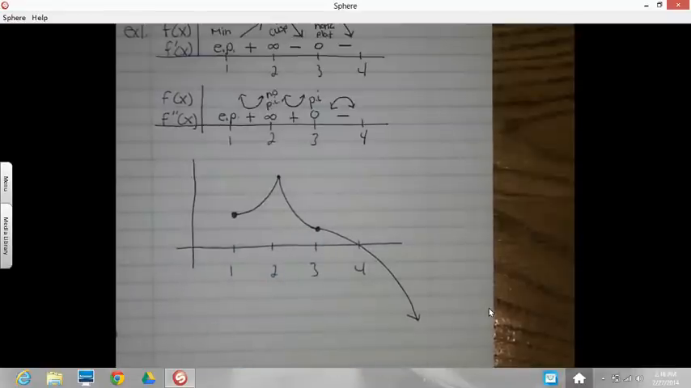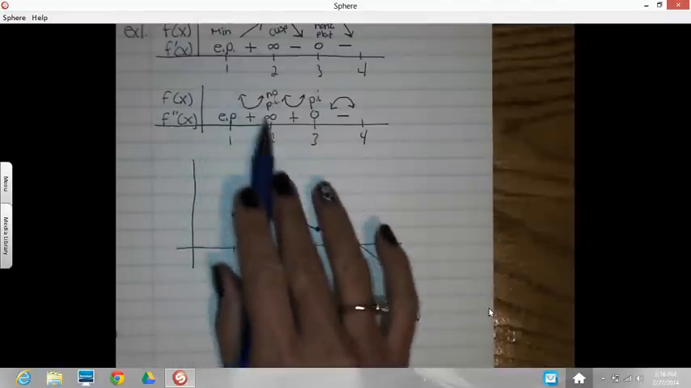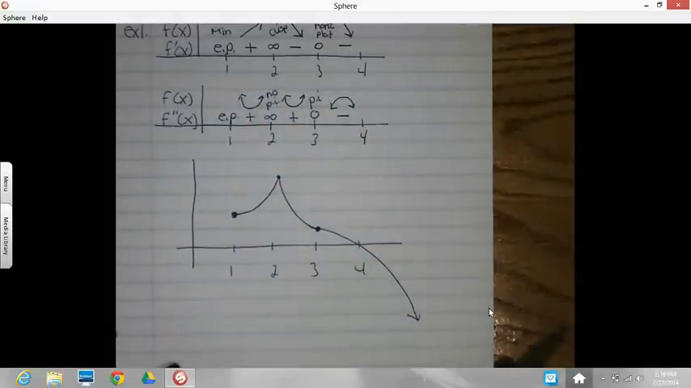And there it is. Let's try one more of these that's a little more challenging, where these don't actually line up perfectly like this one does. Oh, I called that example 1. That's all right.